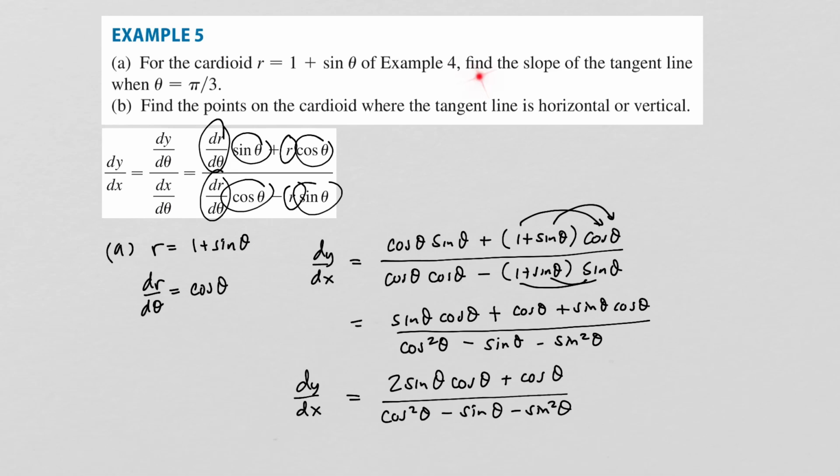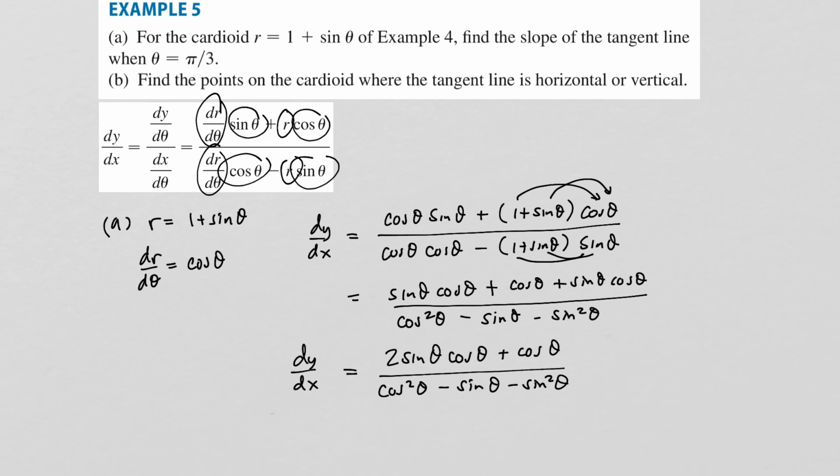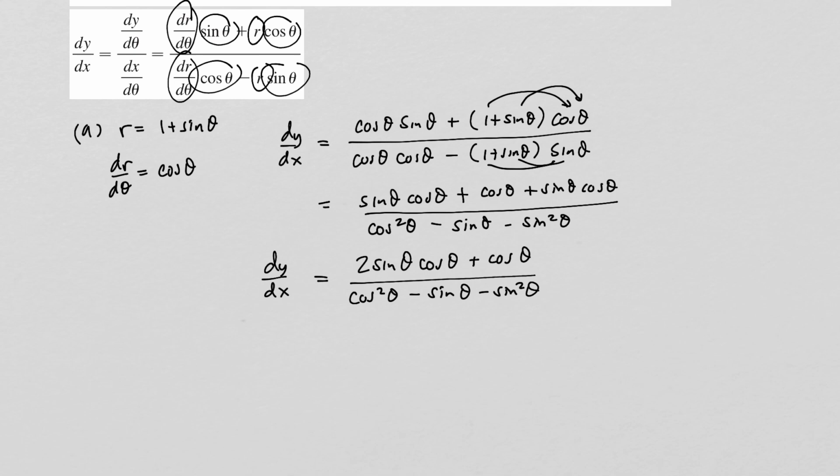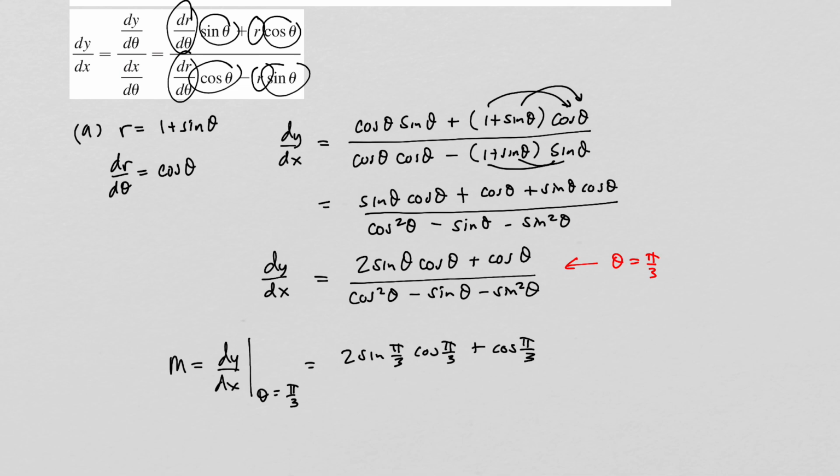Now we want to find the slope of the tangent line when theta equals pi over 3. To find the slope, we just need to take our derivative dy/dx and evaluate it when theta equals pi over 3. So we simply need to plug pi over 3 into our derivative. If we do that, we're going to have 2 times the sine of pi over 3 cosine of pi over 3 plus the cosine of pi over 3 divided by cosine of pi over 3 quantity squared minus the sine of pi over 3 minus the sine of pi over 3 quantity squared.